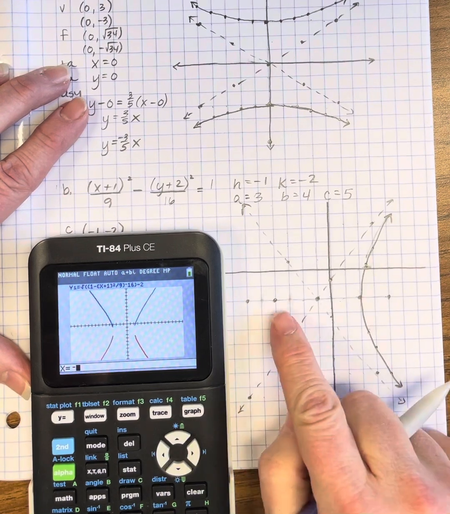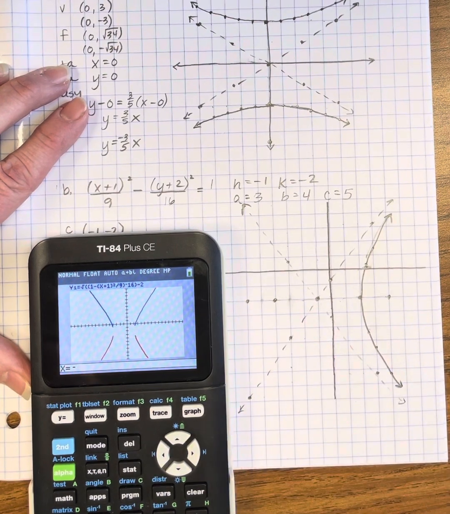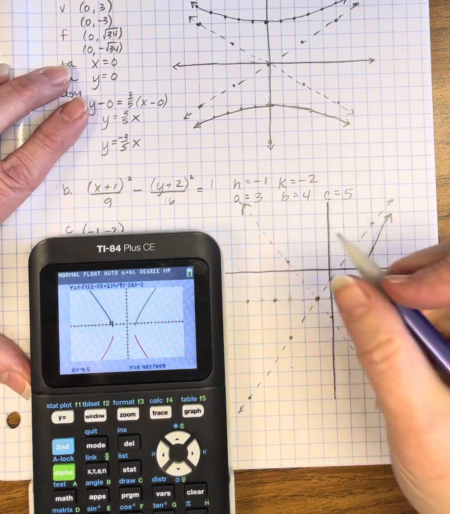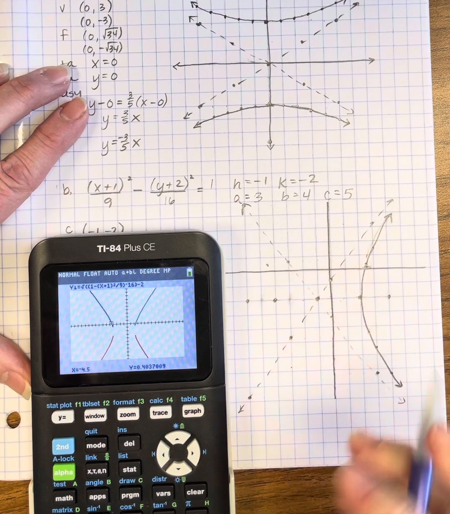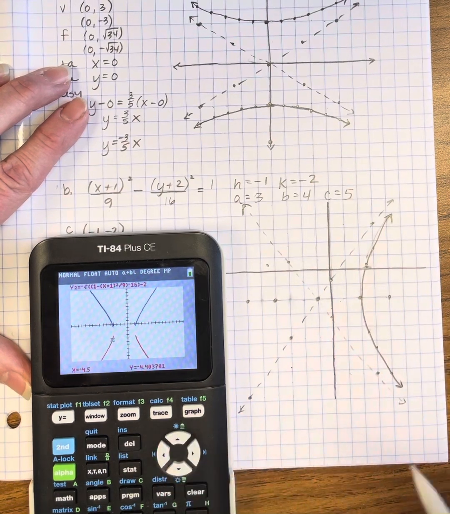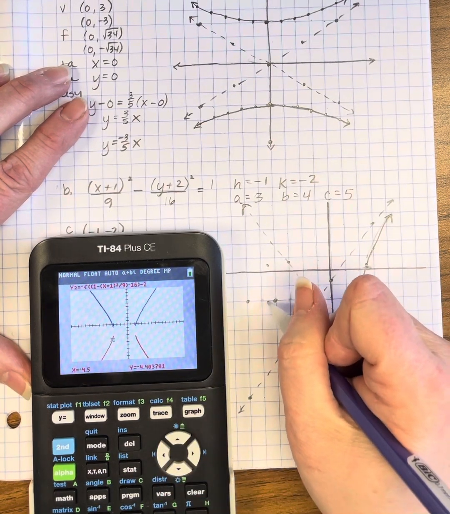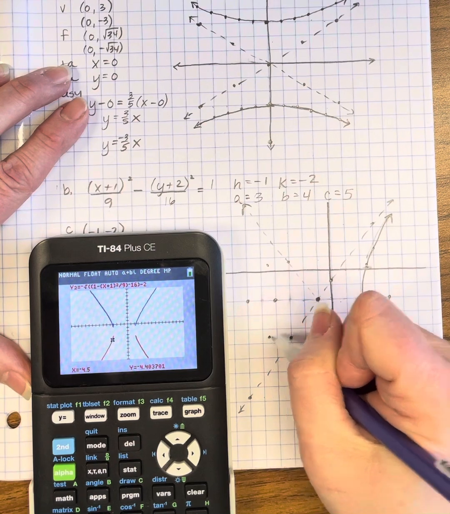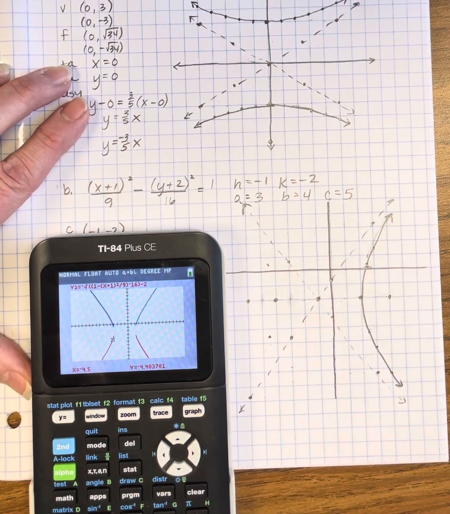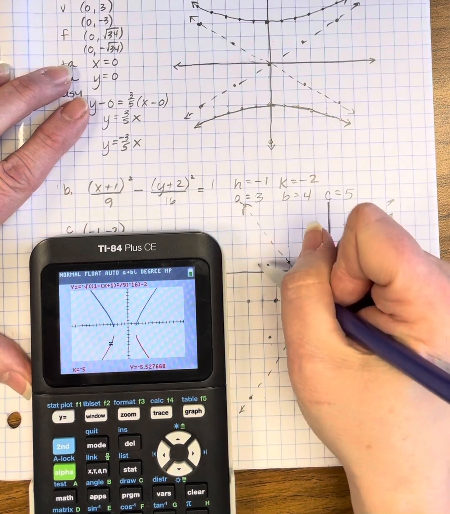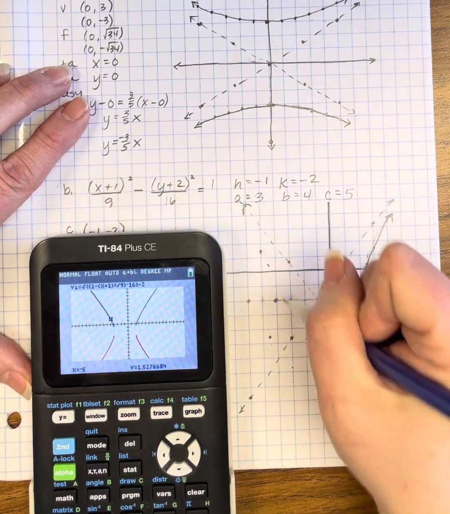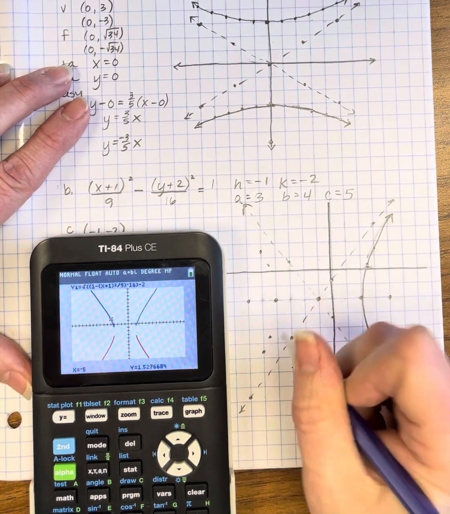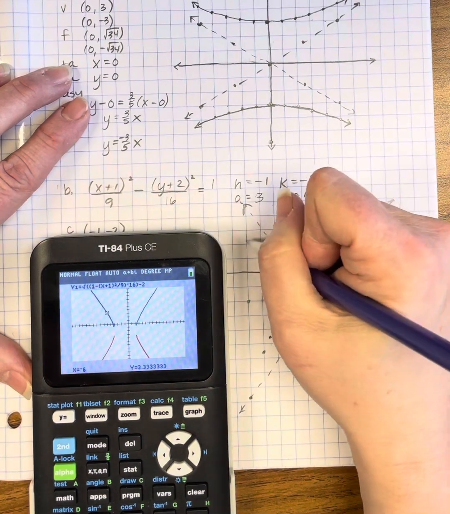So -4.5. This is up at 0.4. These are going to follow these. And then -5. -6, and we'll call it good.